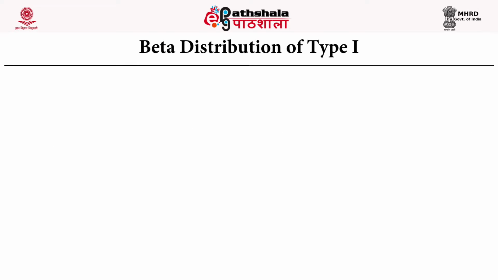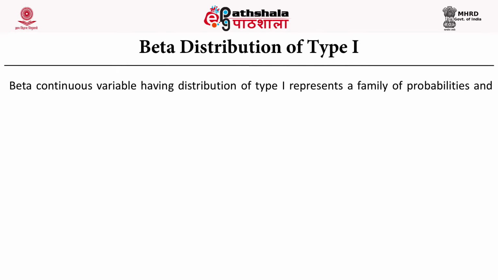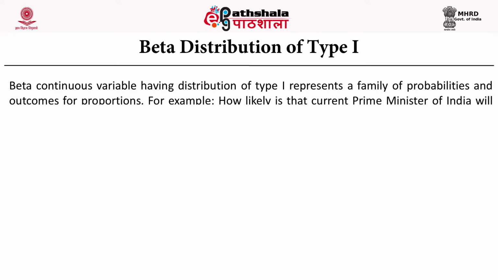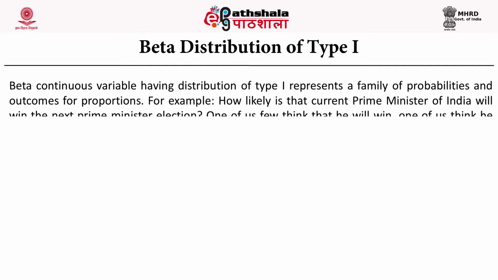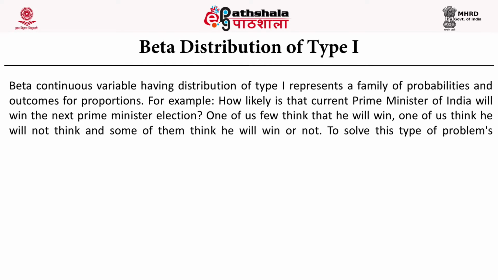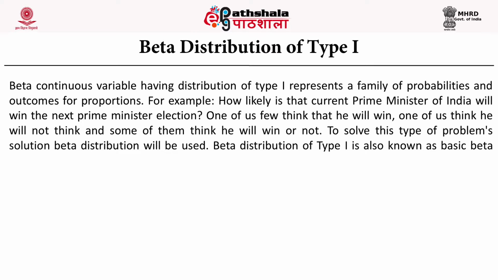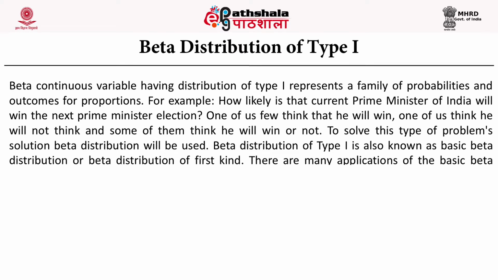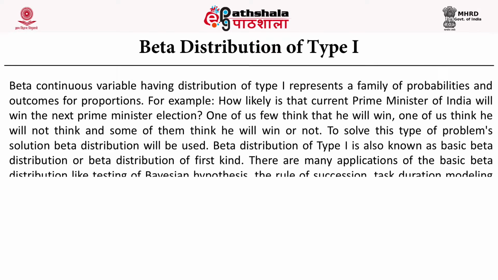Now we consider another continuous distribution function, that is the beta distribution of type 1. Beta is also widely used in different areas, so we discuss this distribution in this module. A beta continuous variable having a distribution of type 1 represents a family of probabilities and outcomes for proportions. For example, how likely is it that the current Prime Minister of India will win the next election? Some of us think that he will win, some think that he will not win. To solve this type of problem, the beta distribution will be used.